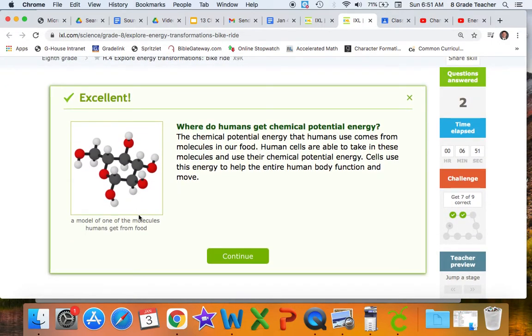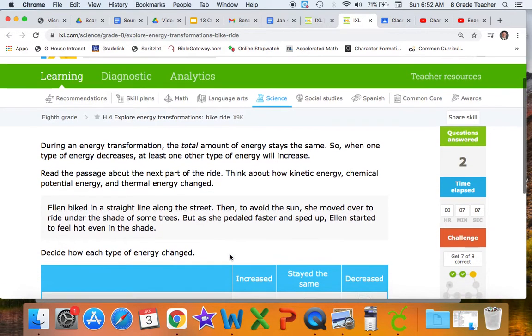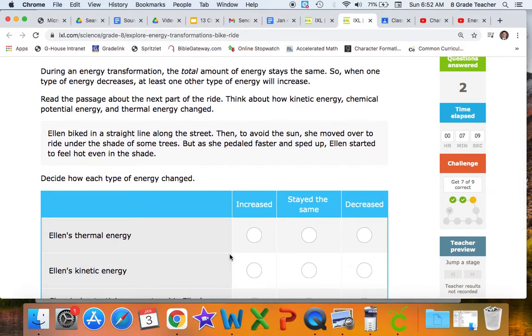Where do humans get this chemical potential energy from? Well, the chemical potential energy that humans use comes from the molecules in our food. Human cells are able to take these molecules and then use chemical potential energy. Cells use this energy to help the entire human body function and move. During an energy transformation, the total amount of energy stays the same. So when a type of energy decreases, another type increases.